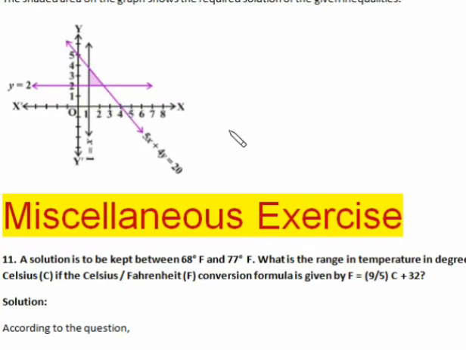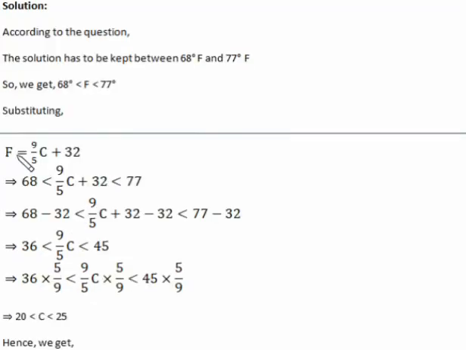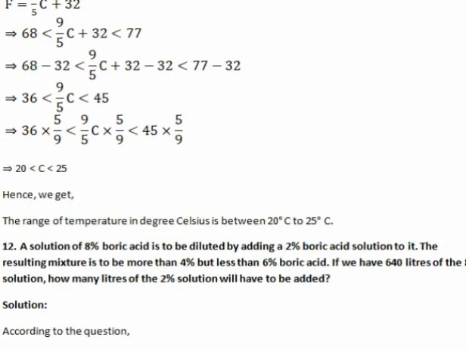Now see some examples of the miscellaneous exercise. A solution is to be kept between 68 degree Fahrenheit and 77 degree Fahrenheit. What is the range of temperature in degree Celsius if the Celsius Fahrenheit conversion formula is like that? According to the question, Fahrenheit is greater than 68 and less than 77. The formula is 9 by 5 C plus 32. It lies in between. Now after solving we get C is between 22 to 25.